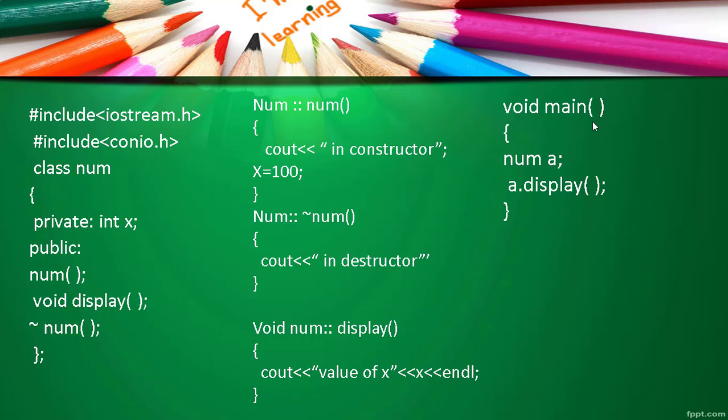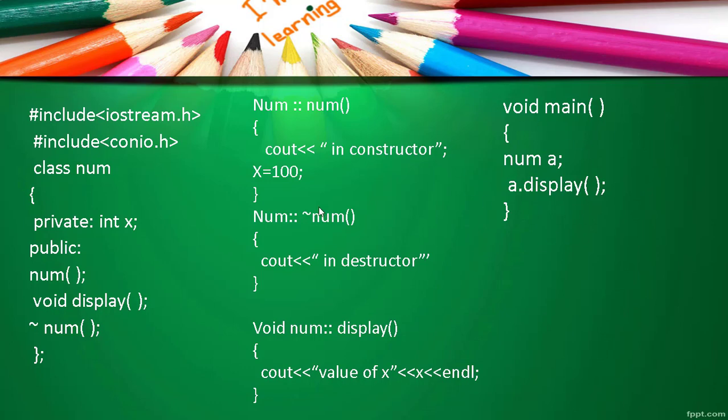Now coming to void main, num a. As soon as the object is created, the constructor gets invoked and the control goes to this constructor over here. Then it will print cout, that is, in constructor, and 100 will be assigned to x. Now coming back to void main, a.display. The display function will be invoked, and cout the value of x. The value of x is 100, which was assigned, and it will be displayed here.